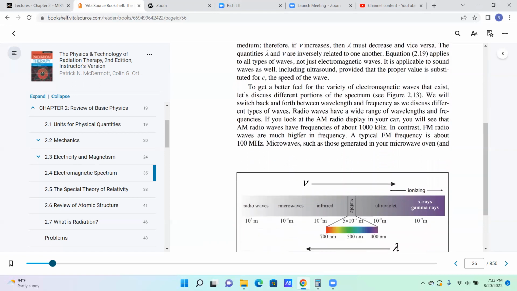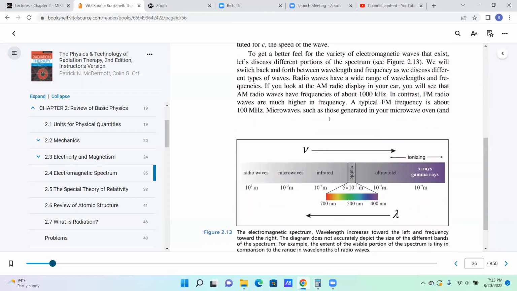So to get a better feel of the variety of electromagnetic waves, you can see the spectrum here. You've got radio waves here with the wavelength, I think, is what's being measured. Yeah, the wavelength here, that's what's being measured. The microwaves, infrared, you've got the visible spectrum, ultraviolet, and gamma rays. So these are going to be the wavelengths of all of these.